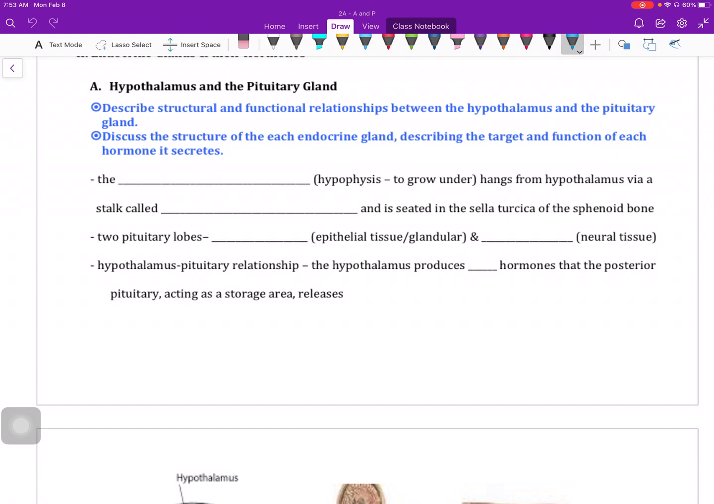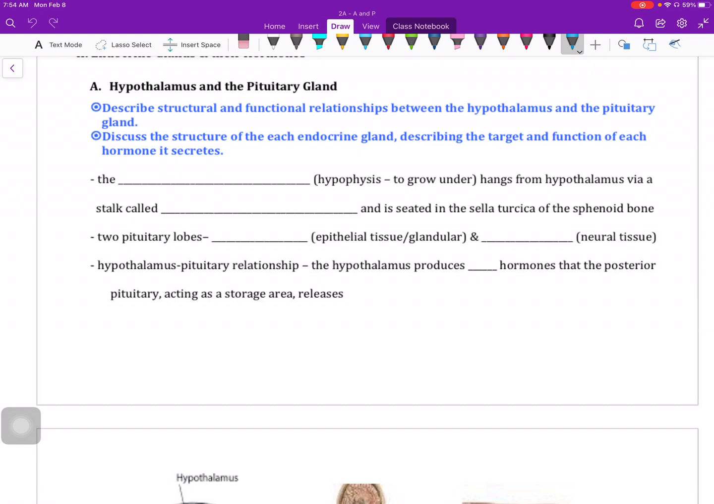We are covering the hypothalamus and pituitary gland relationship today. Our learning targets are: describe the structural and functional relationships between the hypothalamus and the pituitary gland, and discuss the structure of each gland, describing the target and function of each hormone it secretes. All right, so let's go ahead and get started.